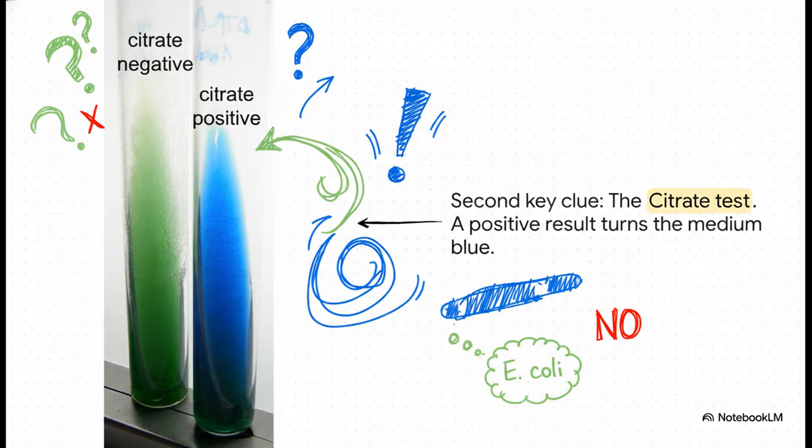Okay, next up, we're going to confirm our hunch with the citrate test. Basically, we're asking, can this organism use citrate as its only food source? And the answer is a resounding yes. Look at that. It turns the medium from its original green to this brilliant royal blue. This is another massive piece of evidence, because our other remaining suspect, E. coli, is typically citrate negative.